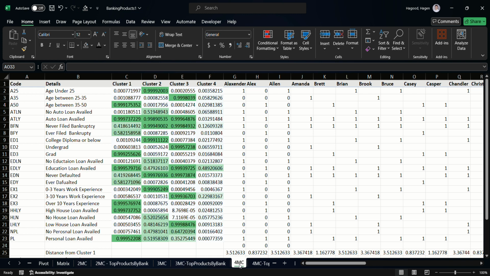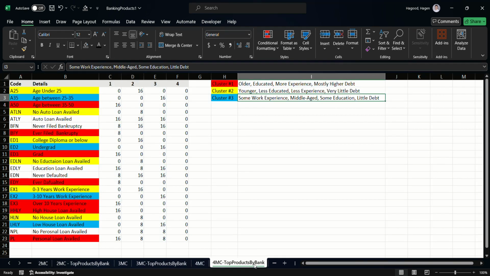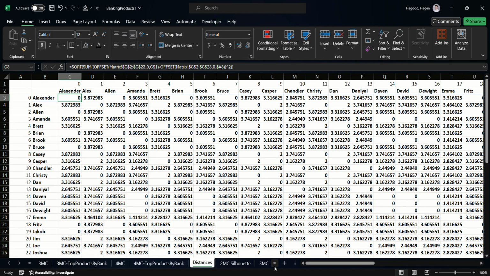However, when I did 4 clusters, it didn't cluster anything into the 4th cluster, and I pretty much had the same exact clusters. So that tells me that cluster 4 wasn't really needed. 3 clusters is going to be the best option for this project.